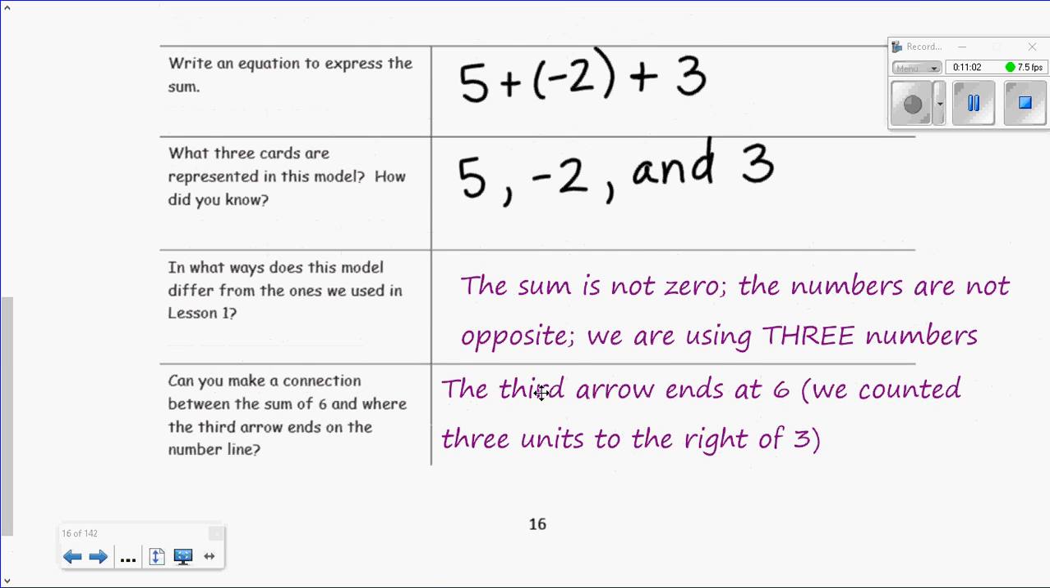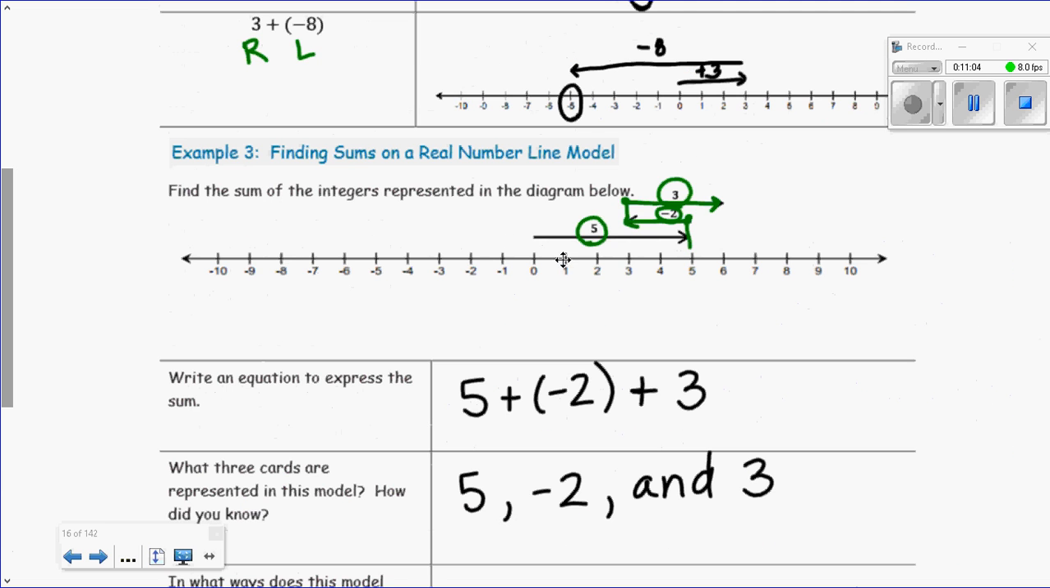So what happened when I did 5 first plus -2, I was at 3, but then I still needed to go 3 more, and that's why we ended up at 6 as our final answer. Okay, so I'm going to clean that up so you can see the original arrows again. And that was example 3, but we still have just a couple questions left in example 3. So let's move on over to page 17.